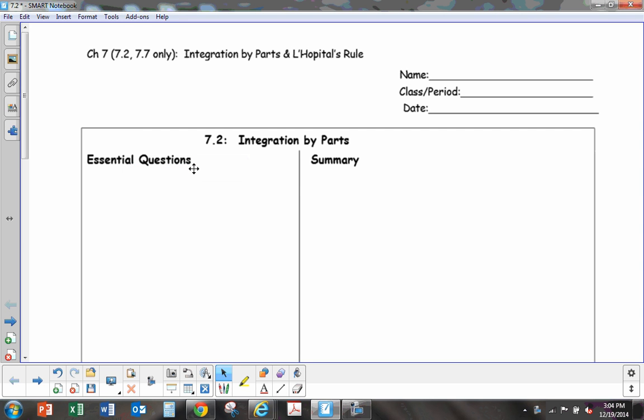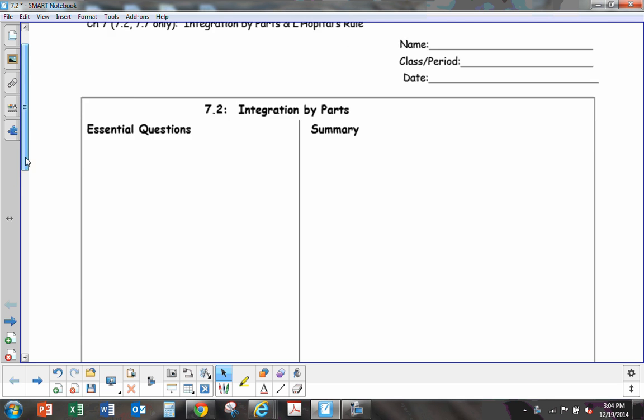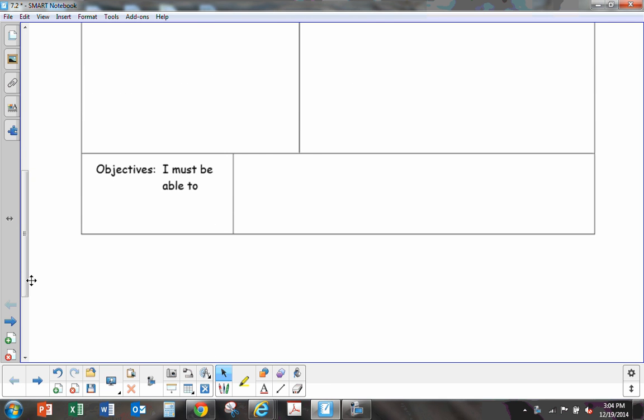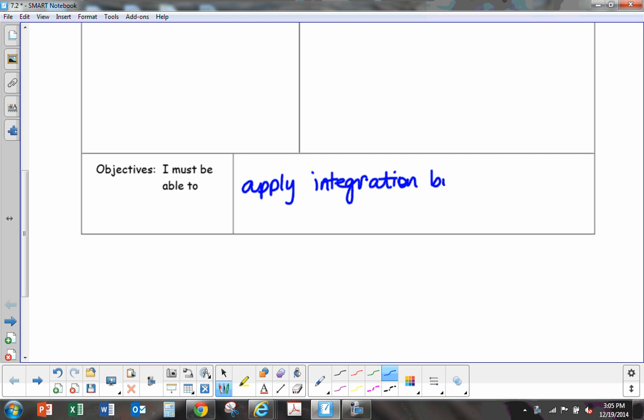Okay, so in this section, we're going to look at an integration technique called integration by parts. So you have to be able to apply integration by parts as needed.